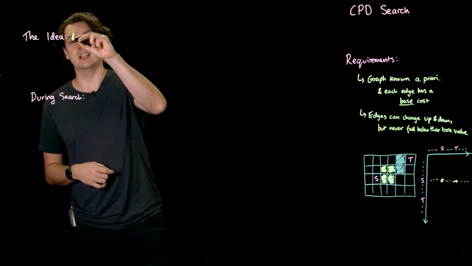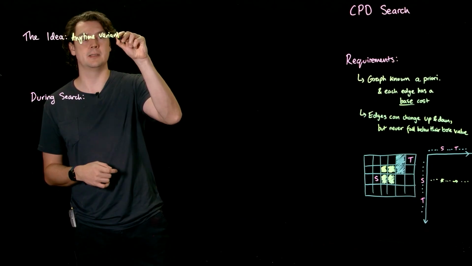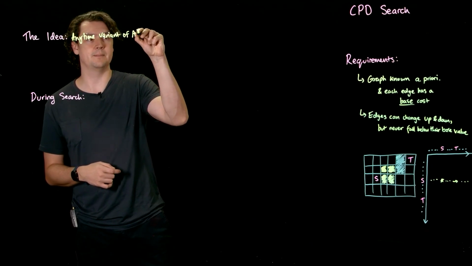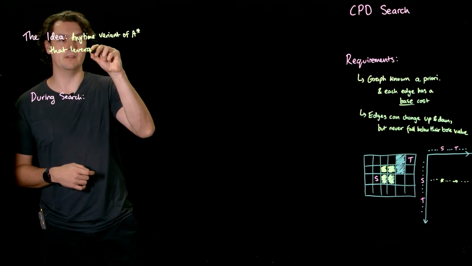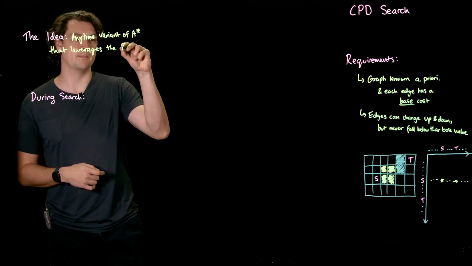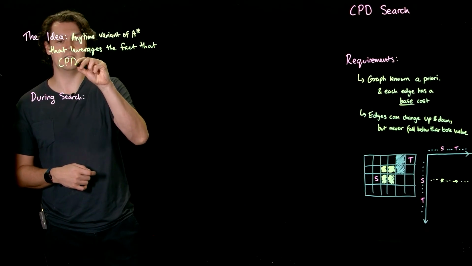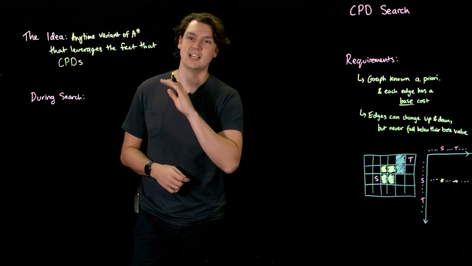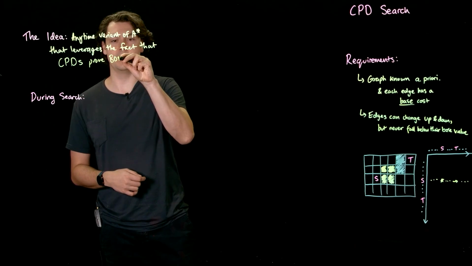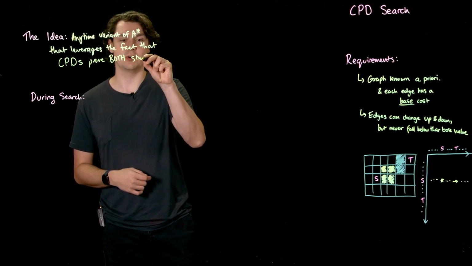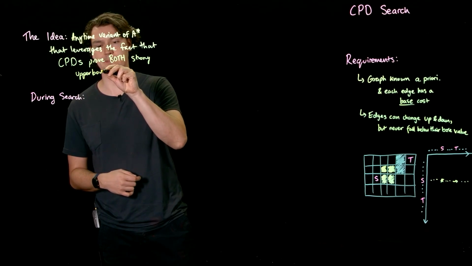Well, this is, as I've been saying, an anytime variant of A-star that leverages the fact that CPDs give us two useful things. They provide both strong upper bounds and strong lower bounds.